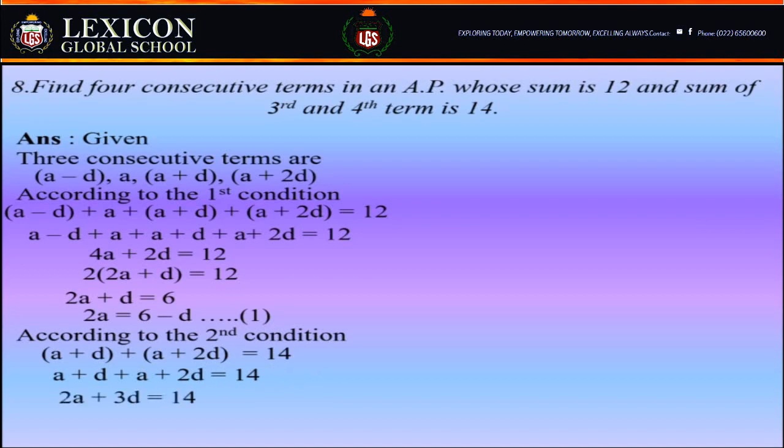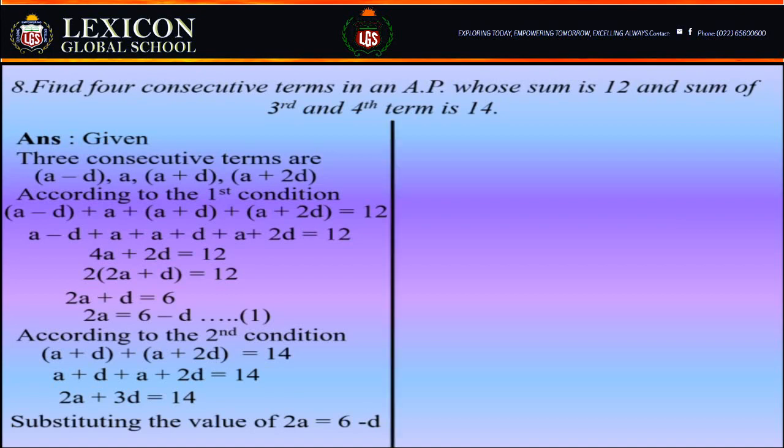Instead of 2a, what can we write now? Substituting the value of 2a is equal to 6 minus d. So, wherever I had 2a, what am I going to write? 2a is 6 minus d. 6 minus d plus 3d is equal to 14. Plus 3d minus d, 6 will go to your RHS. Plus 3d minus d will give me 2d. So, 2d is equal to 14 minus 6. 2d is equal to 8. D is equal to 4.